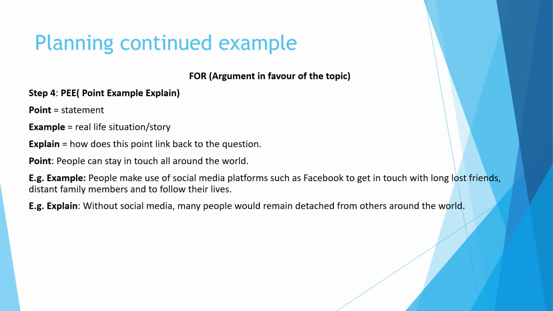People can stay in touch all around the world. Example. People make use of social media platforms such as Facebook to get in touch with long-lost friends, distant family members, and to follow their lives. And then explain. Without social media, many people would remain detached from others around the world. Do you see how I organize my information using the PEE method? It is easy to see where my point is. It is easy to see where I've provided an example, and it is clear to see where I have explained how my point links back to the topic.